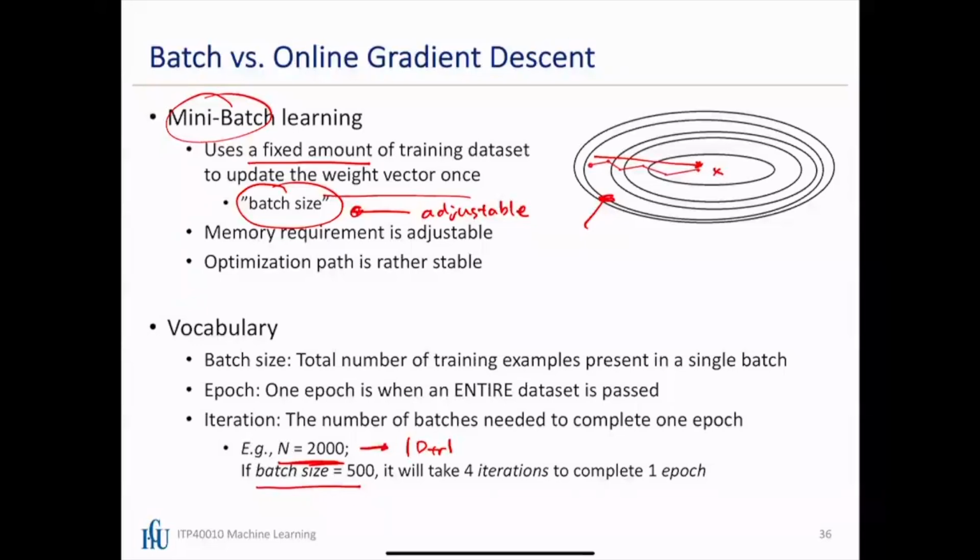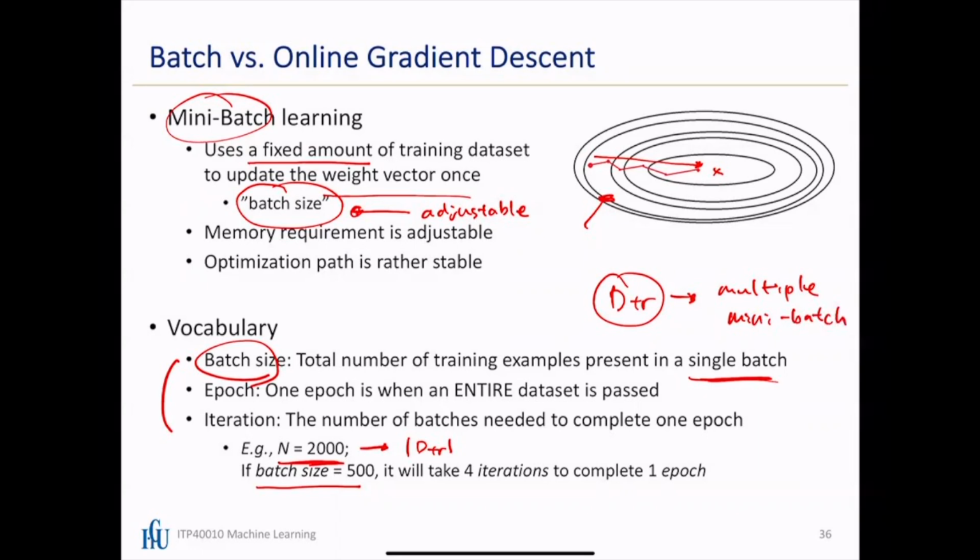And speaking of these things, some important vocabulary is coming up. So batch size. This is the size of each mini batch. And you separate your entire training data set into multiple mini batches. That means, in order to use the entire training data set, you need to go over multiple mini batches. So if you look at the entire training data once, that is called one epoch.